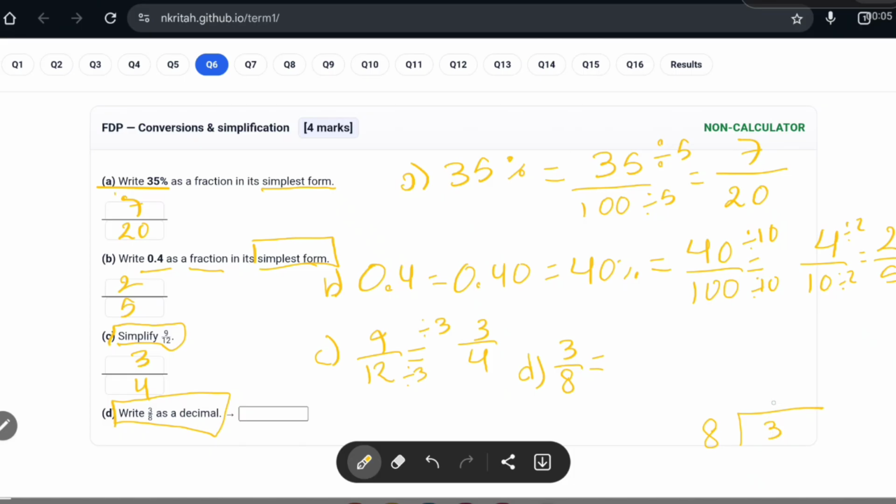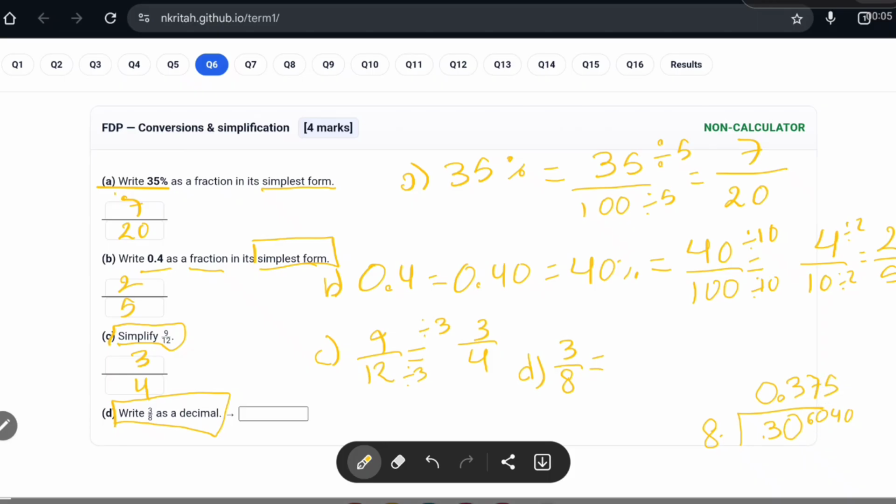8 into 3 doesn't go, so I'm gonna write down 0, and then a decimal point to add a 0 to that 3. 8 into 30 goes 3 times, which is 24, and the difference between 24 and 30 is 6. I'm gonna add a 0 because I'm doing decimals. 8 goes 7 times into 60, which is 56, difference 4, and into 40 goes 5 times.